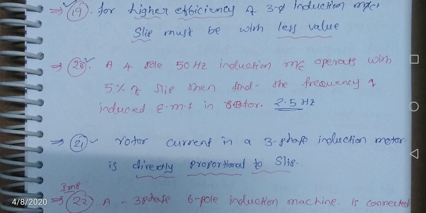Rotor current in a three-phase induction motor is directly proportional to slip. As we know, rotor current I2 equals S E2 by square root of R2 squared plus S X2 squared. So I2 is proportional to S.